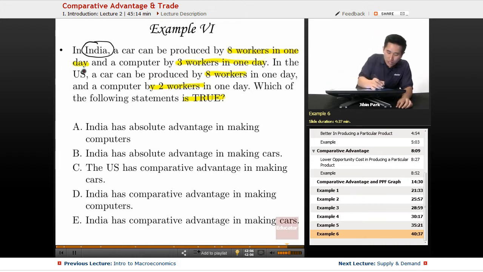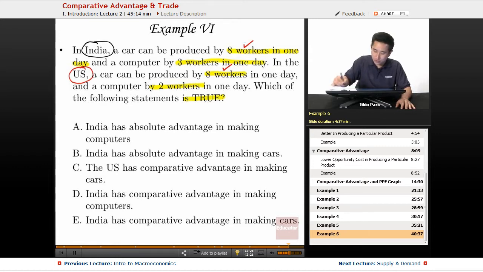So in the good old United States of America, they make one car with 8 workers, just like they do in India. So they're neutral, and no one has an absolute advantage. Now, in terms of computer production, the U.S. can use 2 workers, whereas India requires 3 workers. Okay, stop right there. There's a tie in car production, and the U.S. wins in computer production.